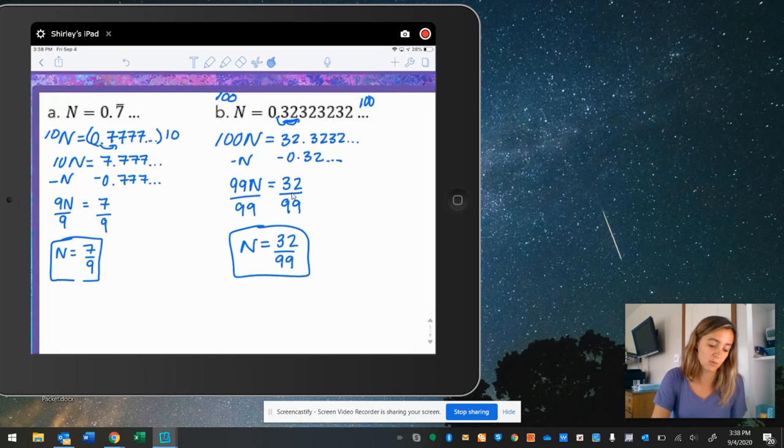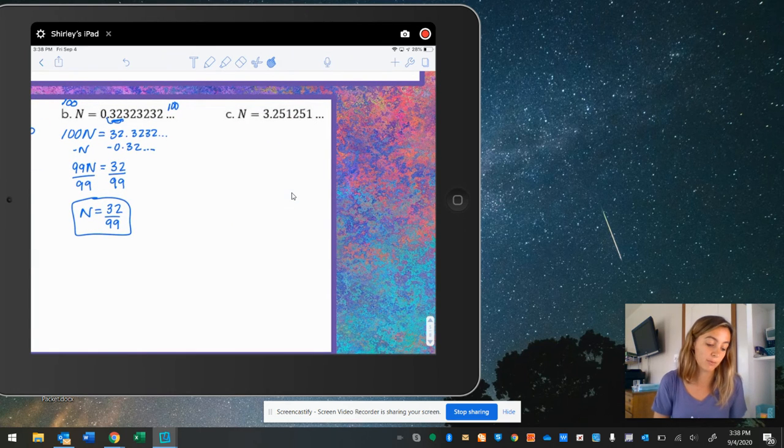So if we look at the next one, I have 3.251251. So my 251 is repeating. So can you guess maybe what that fraction is going to be by this pattern here, not doing that work? We're going to walk through it. First thing is that my decimal is 3.251 repeating. All of this math here I did with zeros, and it worked out really nicely. So all I'm going to do right now is ignore that 3. I'm going to take it off to the side.